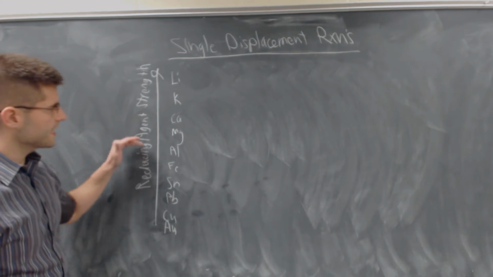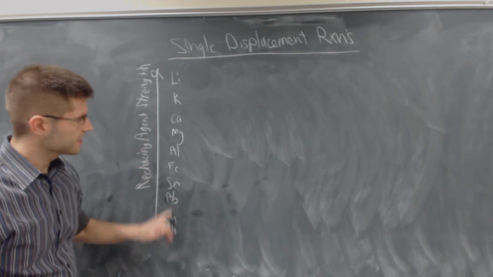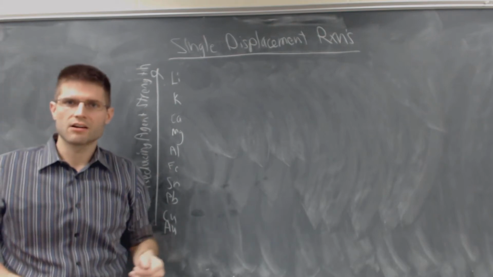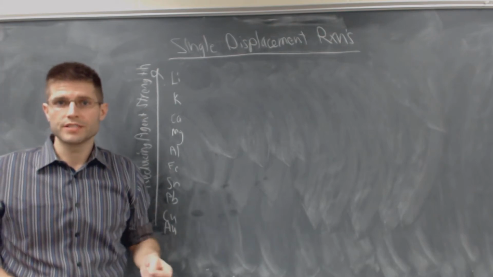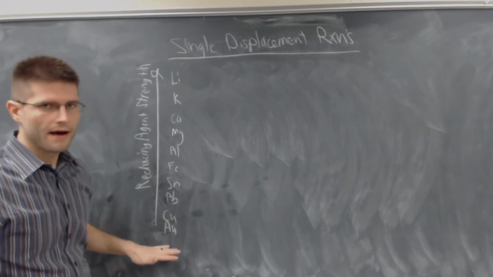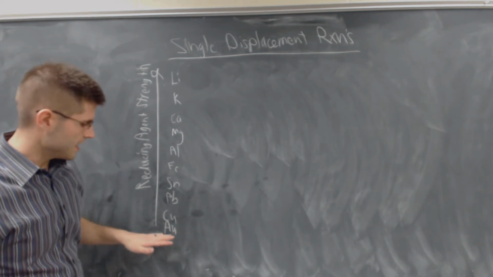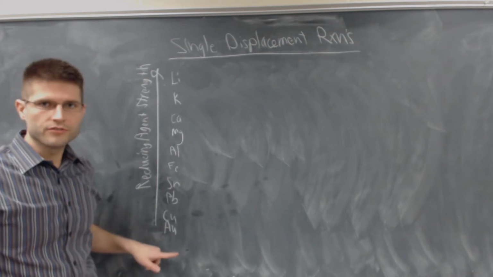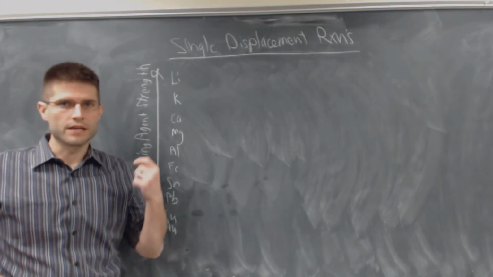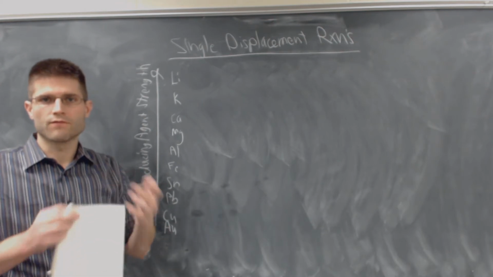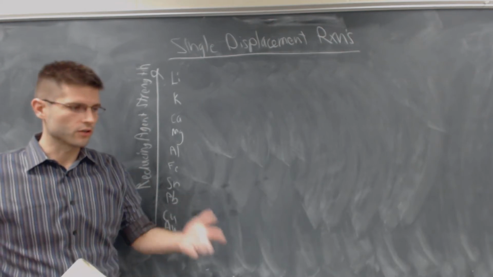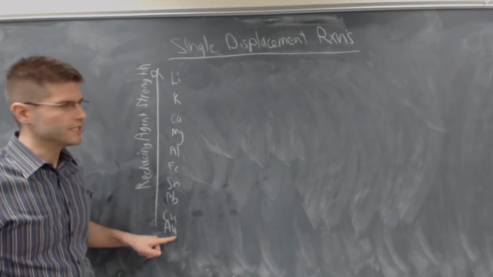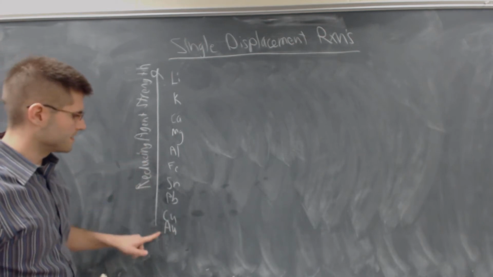This is your reducing agent strength. As we go up the table, the elements that are higher on the table are better at becoming a reducing agent than those at the bottom. This is a good thing. If gold, Au, was a good reducing agent, your gold rings or earrings would fall apart if you got them wet. But we know that gold can last for a really long time, and that's because it's not a good reducing agent.